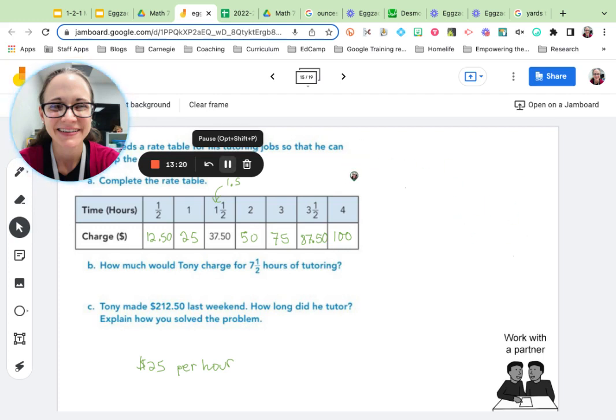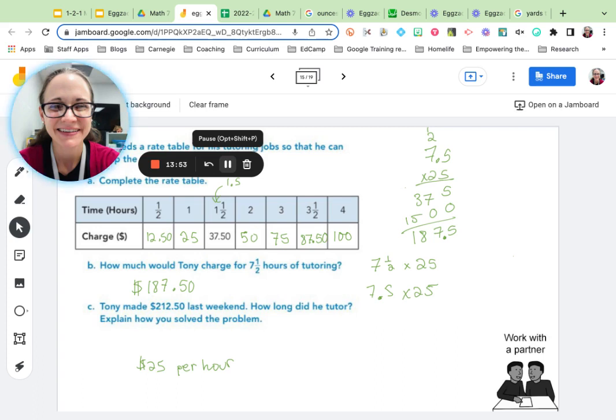So one of the most common ways to solve this problem, and it's a great way to do it, is just to multiply 7.5 times 25. This is a great way to solve this problem. I'm going to just rewrite this as 7.5. And multiplying that by 25 will give us one route to our answer. Multiplying those two values together, I arrive at $187.50.